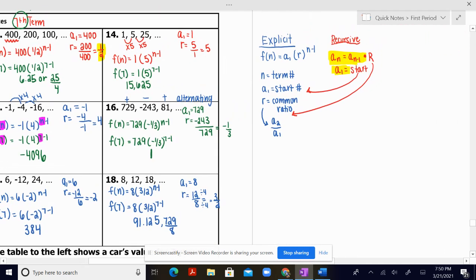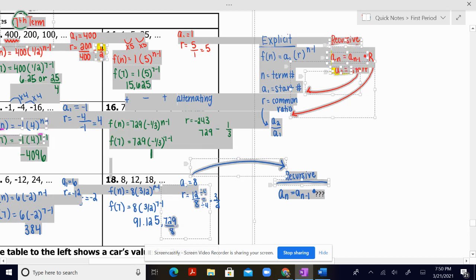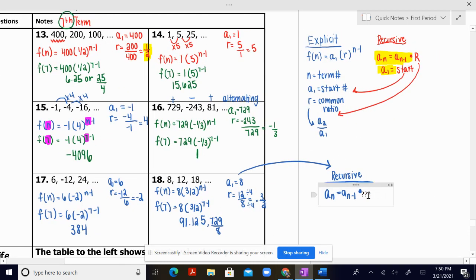Let's talk now, just for a second, about the recursive formula. If we were to talk about recursive for a second on number 18, remember, copy what's in yellow. A sub n equals a sub n minus 1, and then we're going to say times whatever our r was. Whoops, I highlighted everything there. Happens in class too, right? So a sub n times whatever our r is. Our r was 3 over 2. Our a sub 1 was 8.